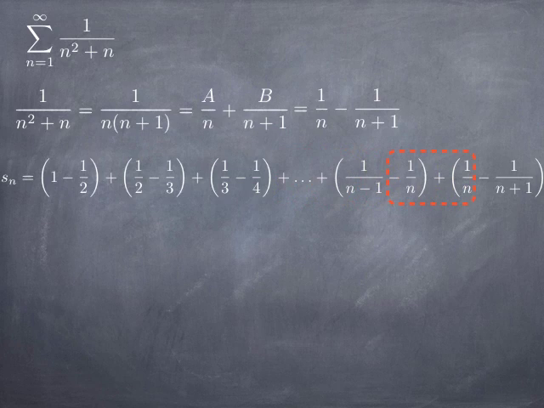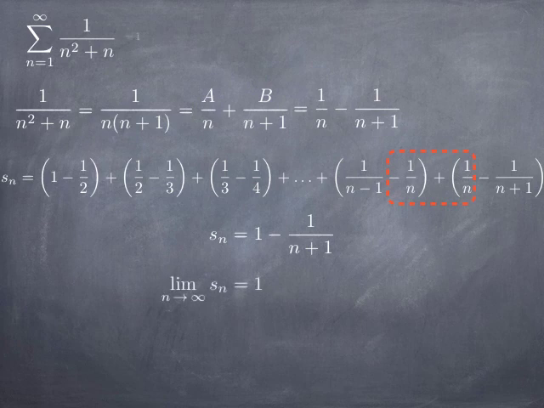So each one of these terms is going to cancel out, except 1 at the beginning and negative 1 over n plus 1 at the end, because each negative term is cancelled out with a positive term that comes afterwards. And so we end up with a simplified expression for the partial sum, which is 1 minus 1 over n plus 1. And now it's easy to figure out the limit of the sequence of partial sums, because if n goes to infinity, 1 over n plus 1 goes to 0, and therefore the limit of the sequence of partial sums is 1, which means that the sum of the series is 1.